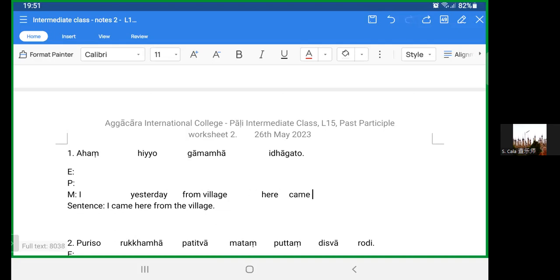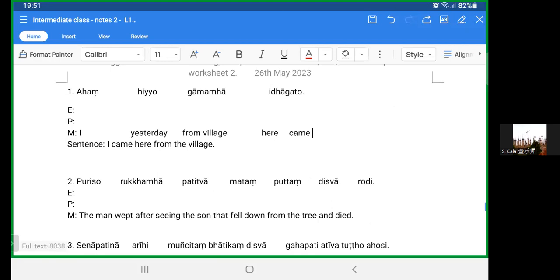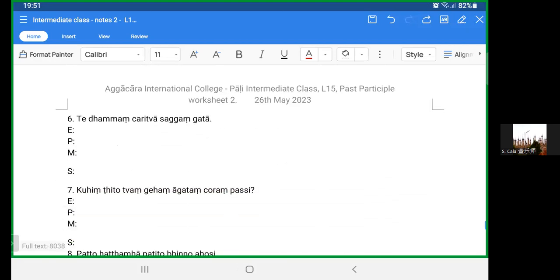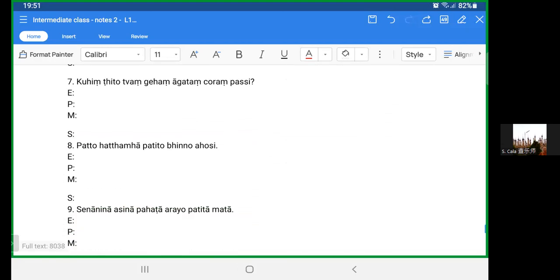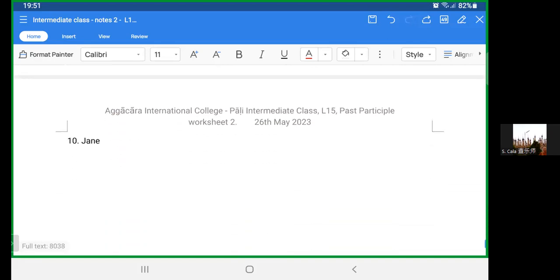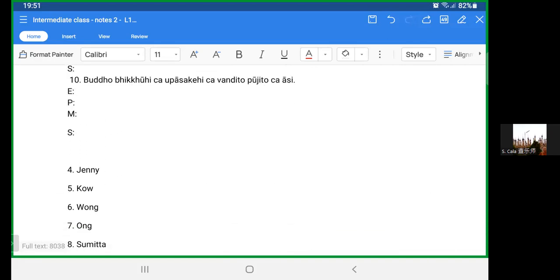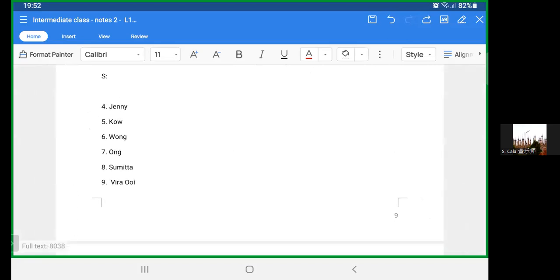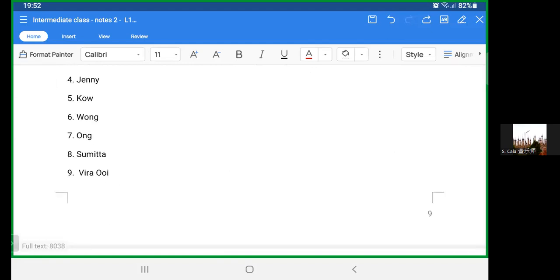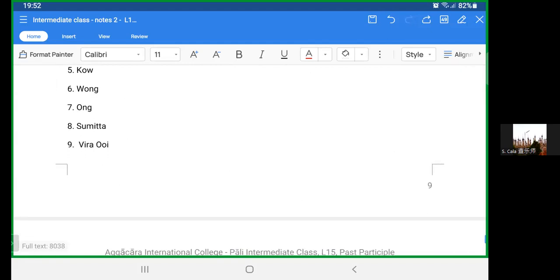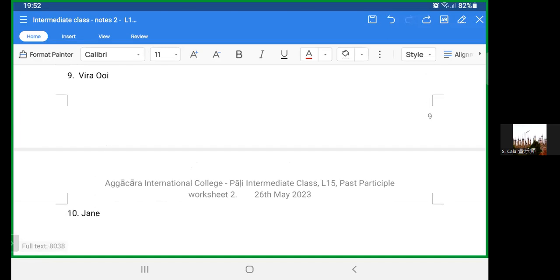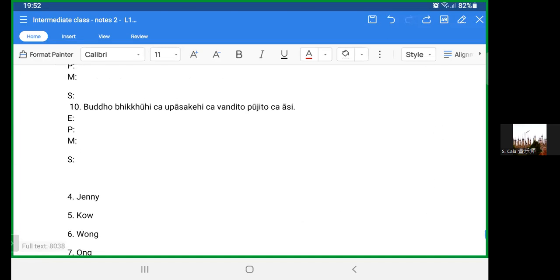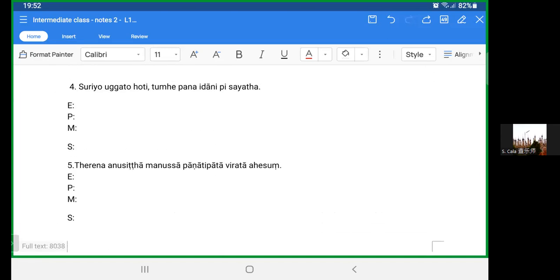All right. So if you write something, because later, next week onwards, I want you all to try all these sentences, okay? Not me only, all right? So I make some lists, all right? So Jenny, you do sentence number 4, Carl number 5, Wong number 6, Ong number 7, Brown number 7, Sumita number 8, Vera number 9, and Jen number 10, all right? So this is a sentence. So I will do sentence number 1.